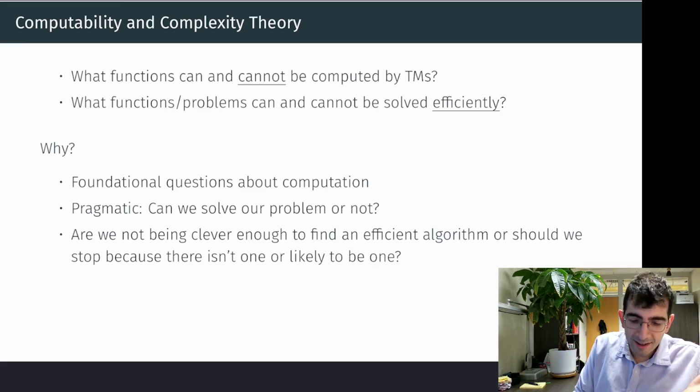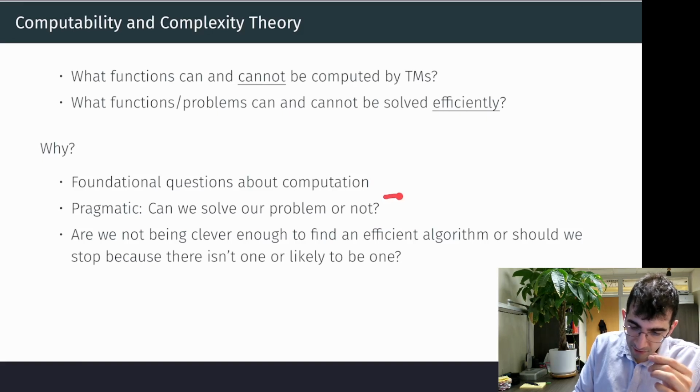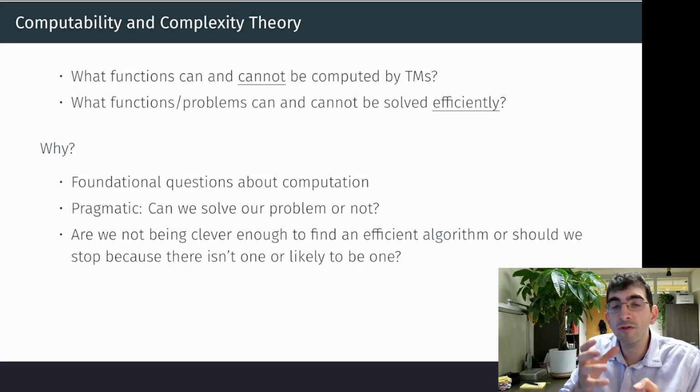So, why do we care about this? Why do we care about anything? It's because these are foundational topics in computer science, and that's sort of what you're in school for. But also, from a more pragmatic standpoint, we want to know, can we solve our problem or not? If a problem seems really hard, is it simply that we're not being clever, or is it that the problem actually is hard? So having reductions as our tool, being able to show one problem is just as hard as another, could save us a lot of time.